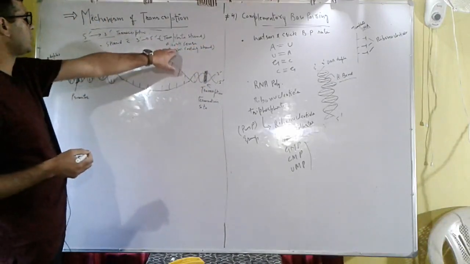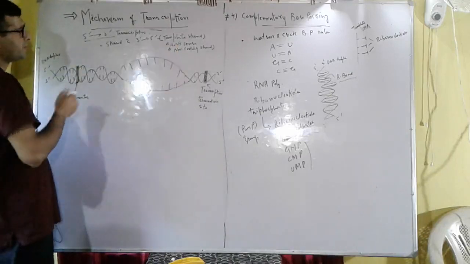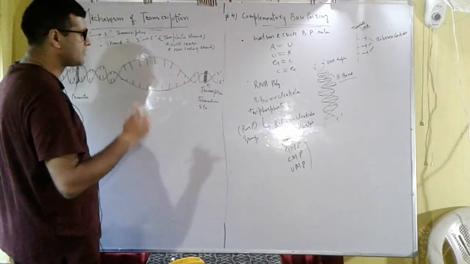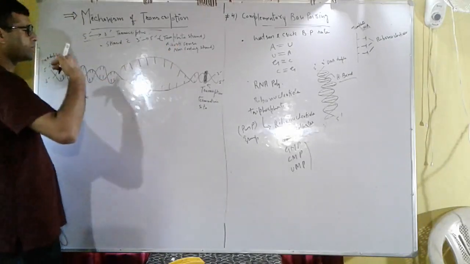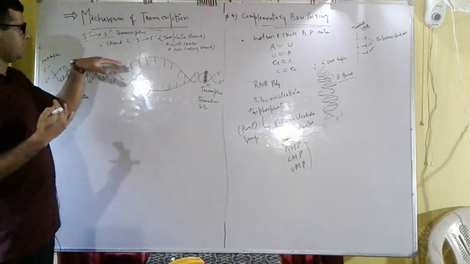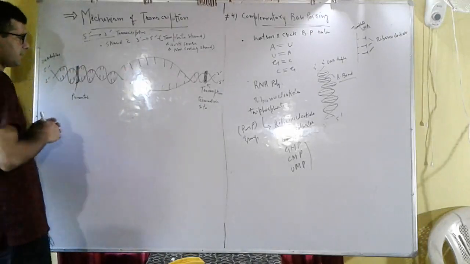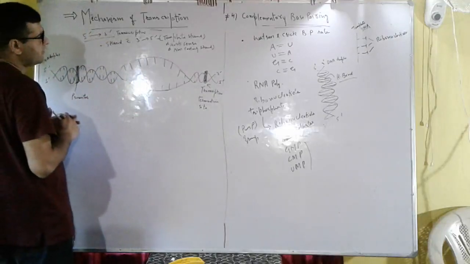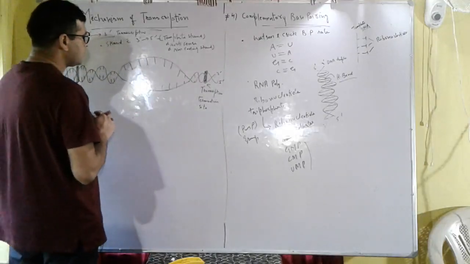Template strand is also called the antisense strand, whereas non-template strand is called the sense strand or coding strand, because the sequence of the non-template strand is similar or identical to the mRNA chain. Therefore, we say that this non-template strand is called the coding strand.